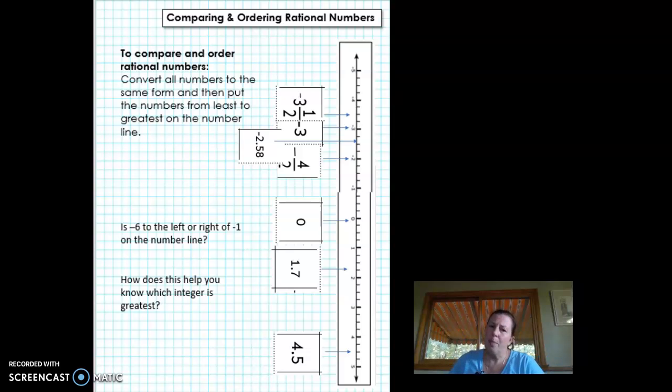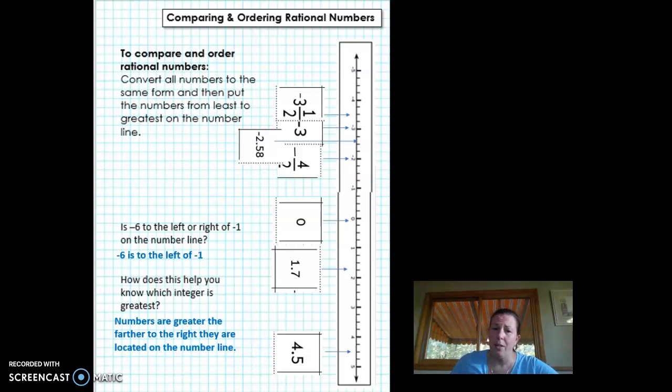Next two questions. Is -6 to the left or right of -1 on the number line? Well, -6 is to the left of -1. But how does this help you know which integer is the greatest? Numbers are greater the farther to the right they are placed on the number line. This means that -1 is greater than -6 because it is farther to the right on the number line.